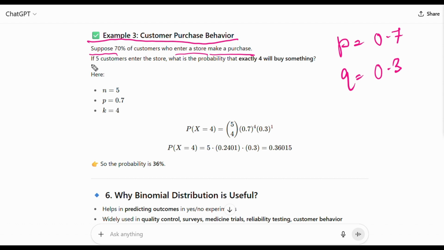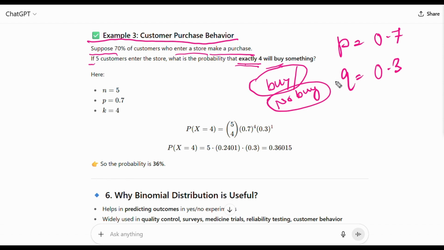So the problem statement is: if 5 customers enter the store, what is the probability that exactly 4 will buy something? Again, why are we using binomial? The condition is very simple: they can buy or not buy. So again there is an option between 2, yes or no. For that we are going to use this binomial probability distribution concept, right? So let's start the calculation.